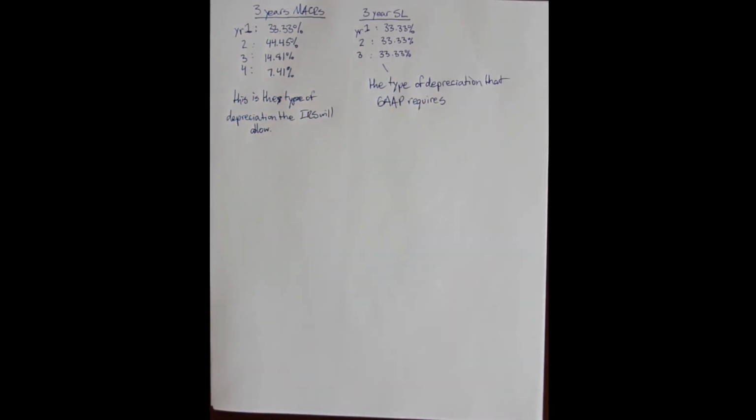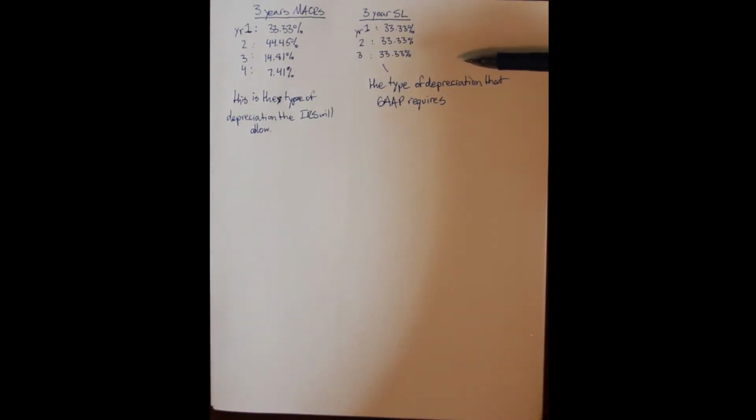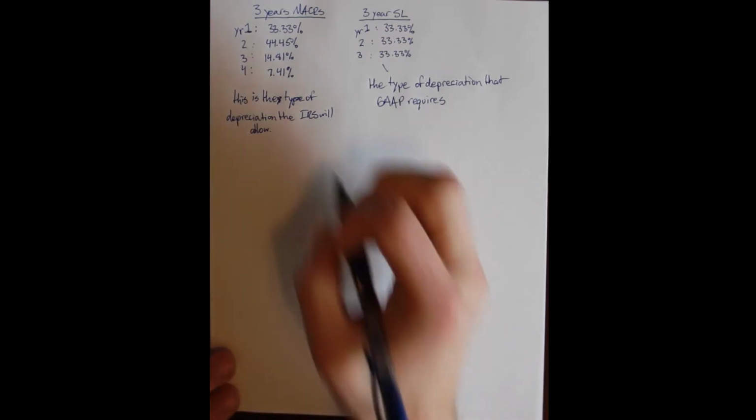Now, what does that mean for us practically? Practically, it means that companies will have to use straight line when they write their financial statements and put out the 10Ks. But they may choose to use MACRS when they actually calculate their revenue and taxes to pay to the IRS. And that means that the taxes that they actually pay might be significantly different than the taxes that are listed and reported in the financial statements.